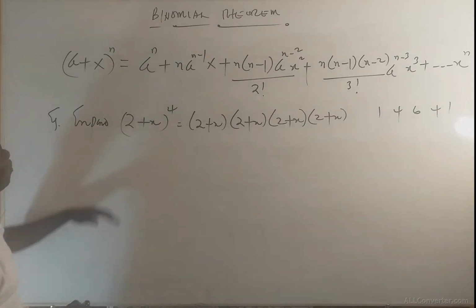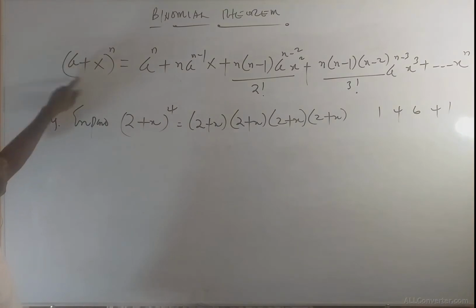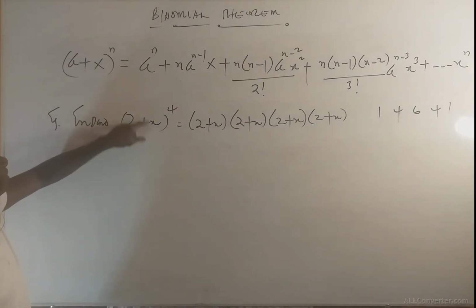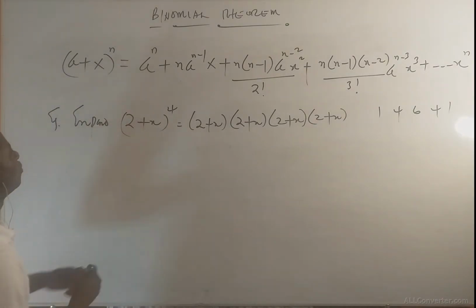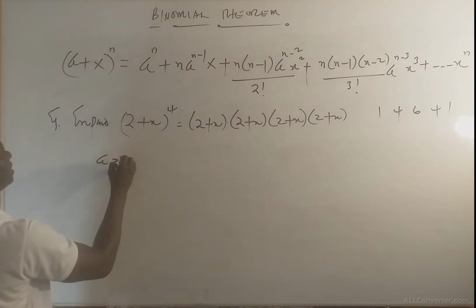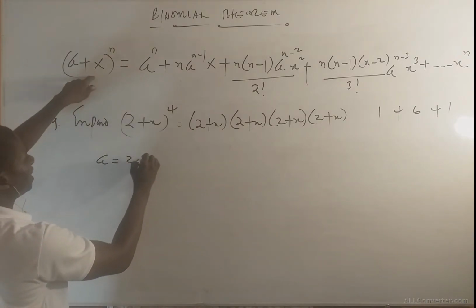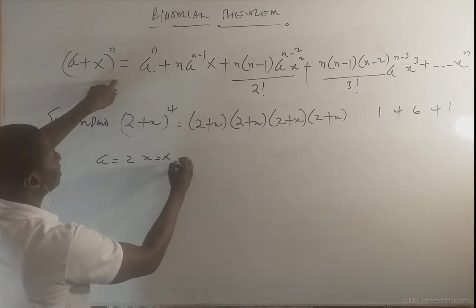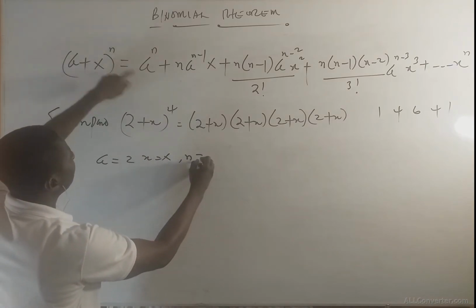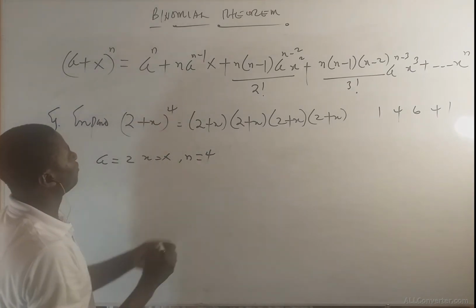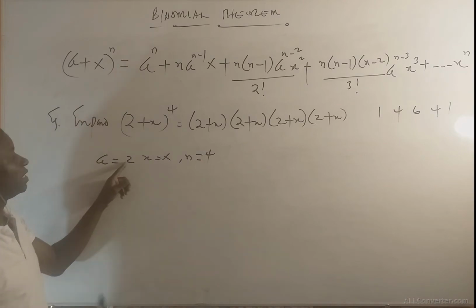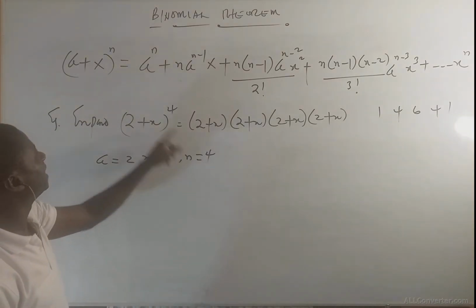So when you compare this to this, realize that a is 2, x is still your x, but n is now 4. So you can see that a is equal to 2. The x is still the x there in the formula, but the n now is equal to 4. That means when you go back to the formula, wherever you see a, you now put your 2 there. X is still x, but n is now 4.